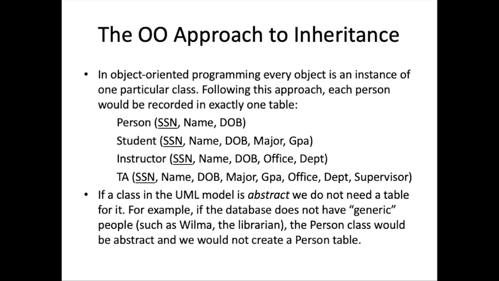If a class in the UML model is abstract, then we don't need a table for it. So for example, if the database doesn't have generic people, like Wilma the librarian, then the person class would be abstract, and we wouldn't need to create a person table. And if we didn't have any generic people, we could get rid of that one.